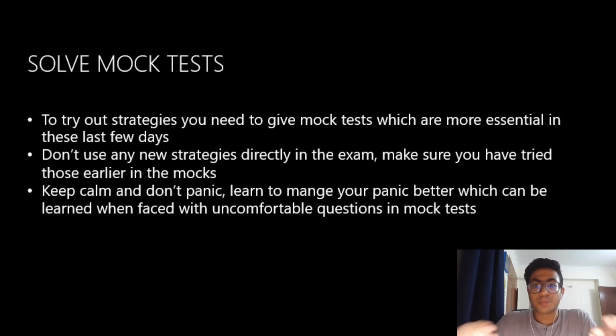Keep calm and don't panic. This is a really important advice. Learn to manage your panic better, which can be learned when faced with uncomfortable questions in mock tests. In some tests you get 4 to 5 really difficult questions back to back, which are meant to shatter your confidence. That is what the examiner wants to see in you. Now you need to learn to manage your panic better, and that is going to come in handy in the examination hall, and that you can only learn when you start giving mock tests.